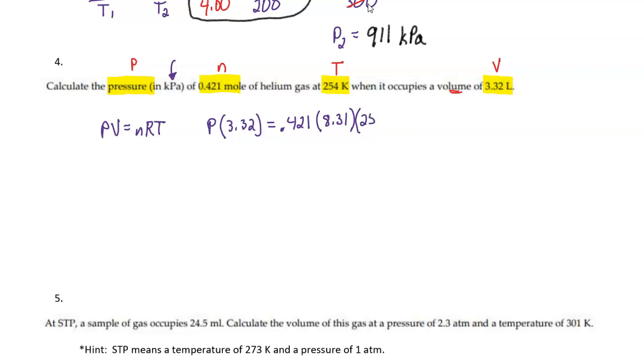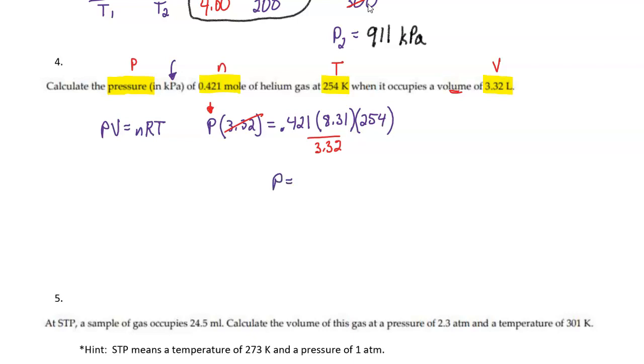Next, let's fill in T. The temperature is 254 Kelvin. All right, after you've filled in every single letter except for one of them, now figure out how you will solve it for that unknown letter. Find the missing letter. I see the P. What's next to the P? There's a 3.32. That 3.32 is being multiplied by the P. So to remove it, you use division. That gets the letter P alone.